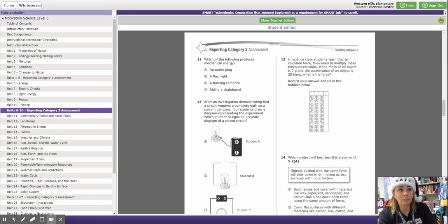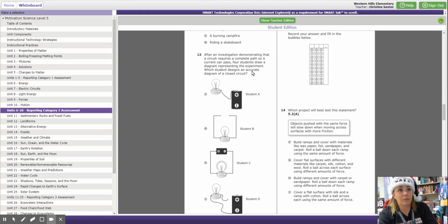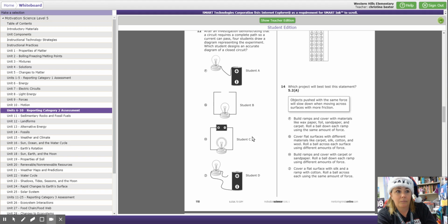Number 12. After an investigation demonstrating that a circuit requires a complete path so a current can pass, 4 students draw a diagram representing the experiment. Which student designs an accurate diagram of a closed circuit? So which one drew it correctly? F, G, H, or J?